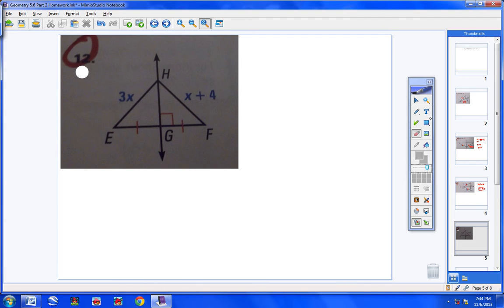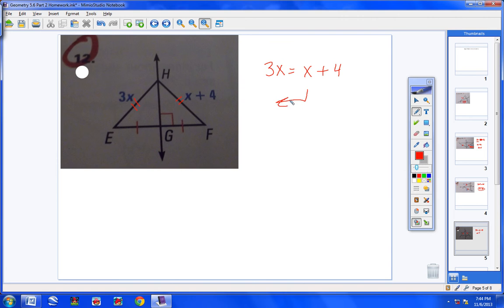All right, number 12. Here we go. Whenever two lines intersect, like these two lines are here, in such a way that this segment here is congruent to this segment here, which they are, and I have right angles here and here, which I do, then I know for sure that this segment here is congruent to this segment here. So I can state that 3x equals x plus 4.